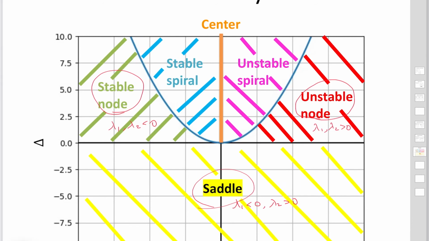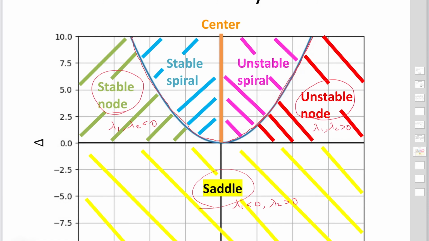For the repeated values, tau squared minus 4 delta equals 0, so it corresponds to the curve. Lambda is a positive quantity, which corresponds to tau being positive. On this line it is unstable. And then on the other side lambda is a negative quantity. On this line it is stable.